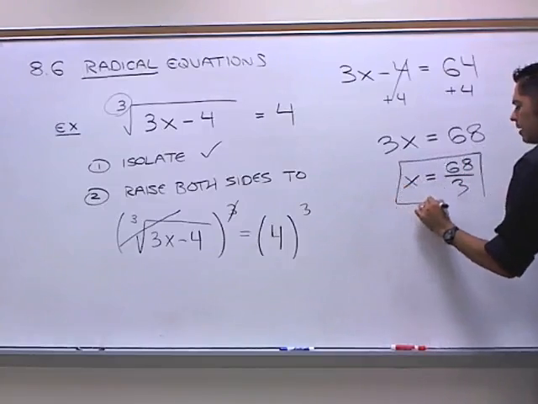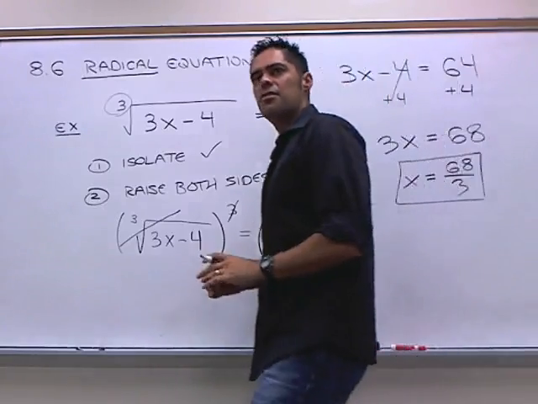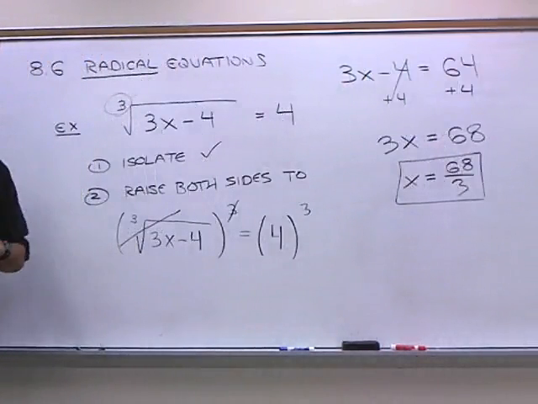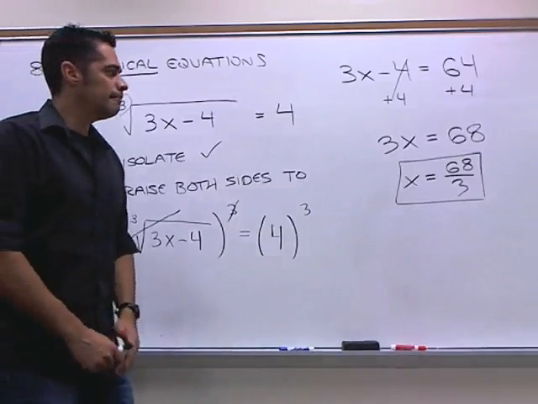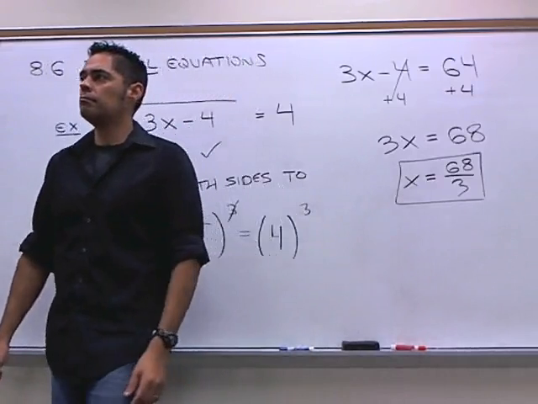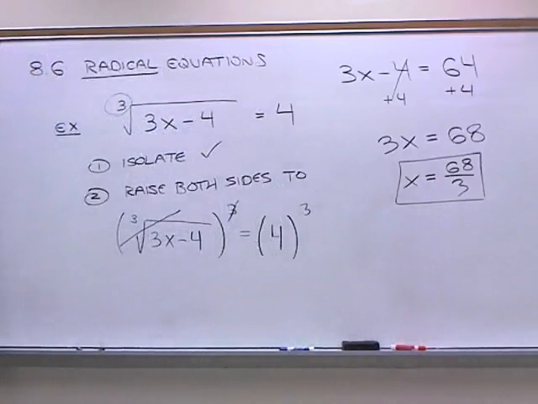68 divided by 3, that's not an integer, right? It's a decimal something, so you could find it as a decimal, but we just leave it as a fraction. Okay? That's it. So our answer is 68 thirds.